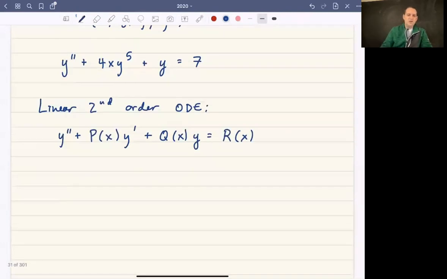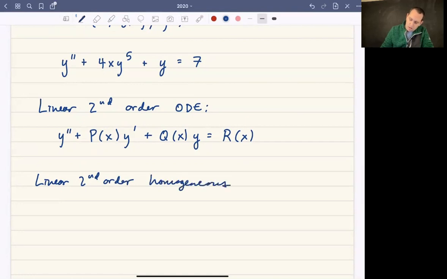And actually, the first thing that we're going to do is look at what happens when the right side here, r of x, is 0. And so these are called linear second order homogeneous ODEs. And that's going to be what we spend a lot of time on.